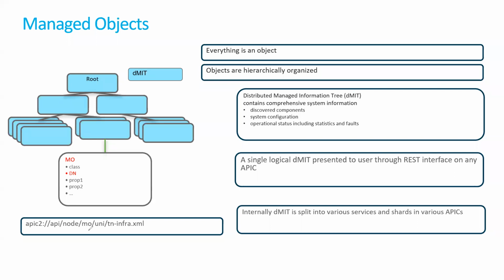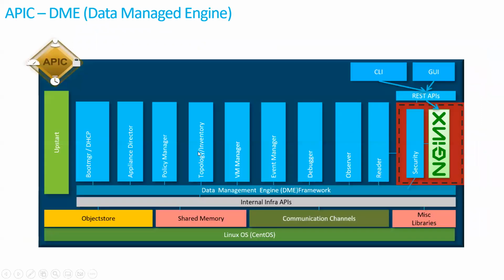For example, if you go to the managed object infrastructure, we have the tenant here. Similarly, your configuration works here. This is just part of the configuration. So how does the data management engine look while you configure the APIC, and how does the APIC process your configuration? This is the deep inside of the APIC.